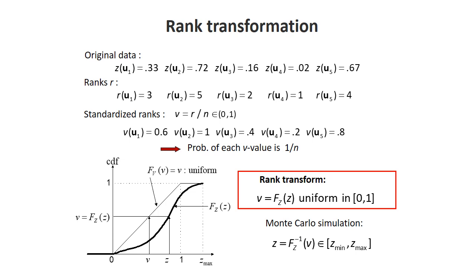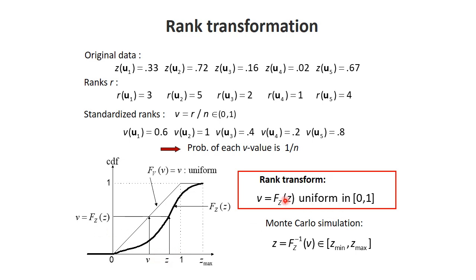transformation. Here we have original data, and the first thing we always do in a rank transformation is rank this data, and then we standardize the ranks. We get this here, and as a result, these v values now have a uniform distribution. That's equivalent to this: if you have any kind of distribution, whether empirical or theoretical, then you can simply transform the values of that distribution into uniform values by taking the CDF of that value.